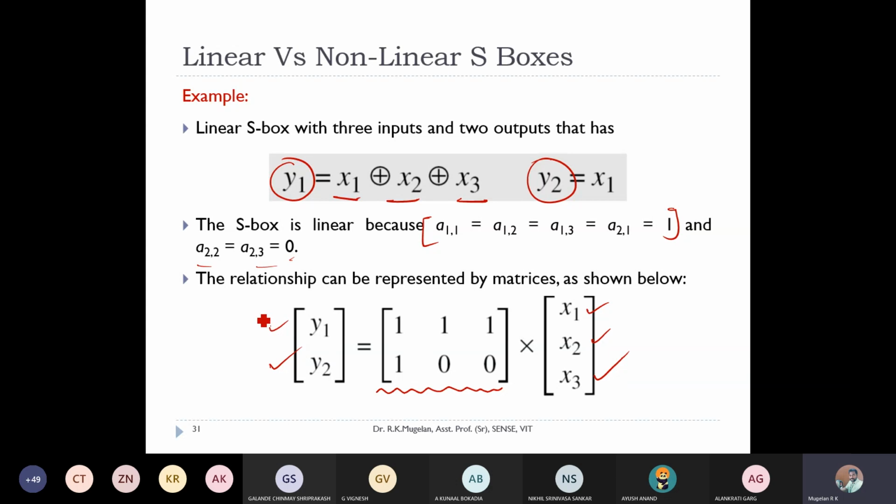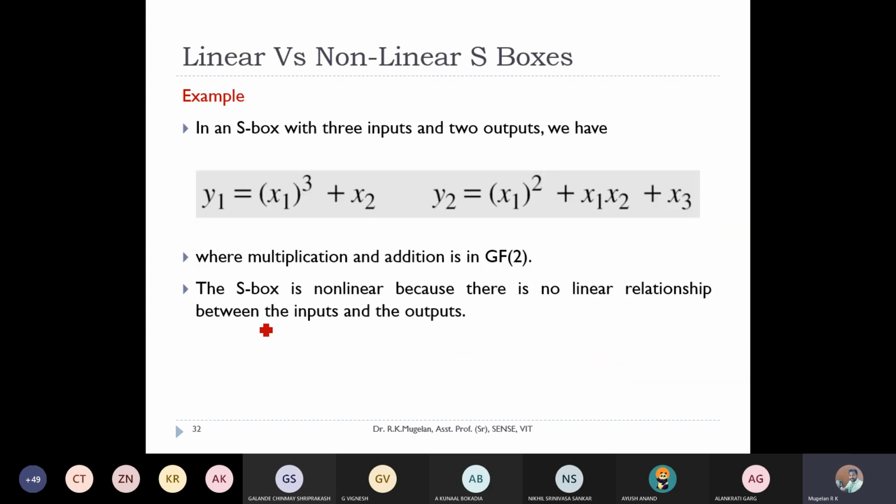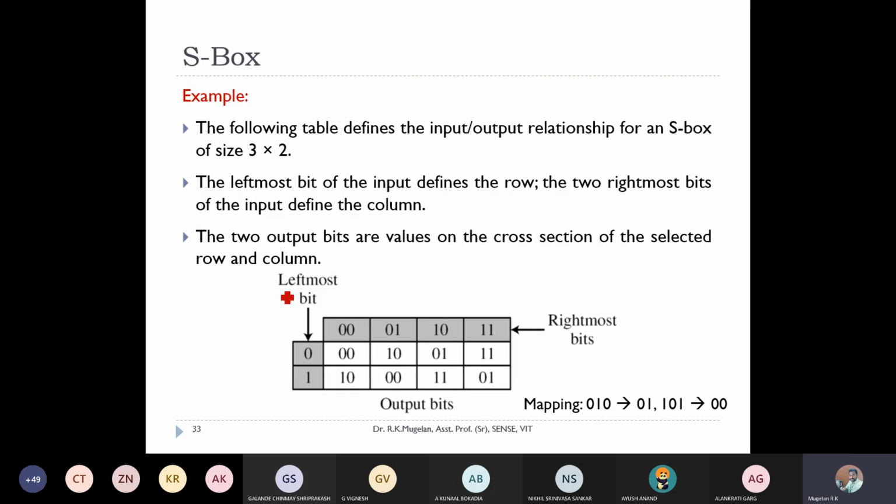So there are also other ways we can create a relationship between the input and output with respect to higher order expressions also. We'll see an example here. Here they are creating an S-box which has size 3 cross 2. That is, I'm going to give an input of 3 bits and I'm going to get an output of size 2 bits. And this is the S-box which you're going to use. This is one of the S-box combinations.